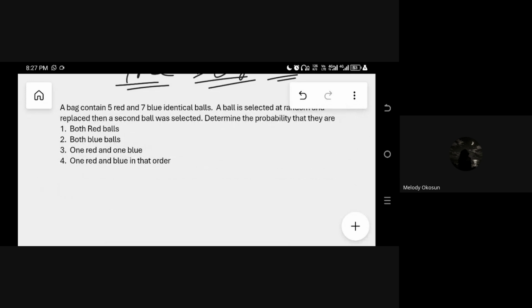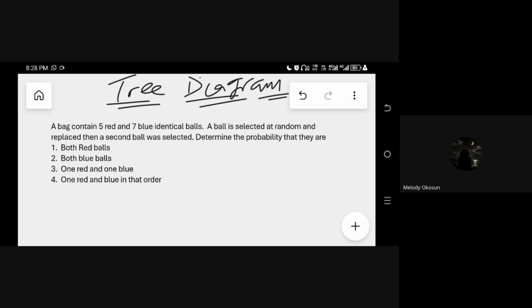So a bag contains 5 red and 7 blue identical balls. A ball is selected at random and replaced. Then a second ball was selected. Determine the probability: you picked one first and then replaced it, like you kept it back, then picked the second ball. Now find the probability that the two balls are both red, both blue. Number 3, one is red and the other is blue. While number 4, one is red and the other blue, in that order. So we've talked about this before, what in that order means.